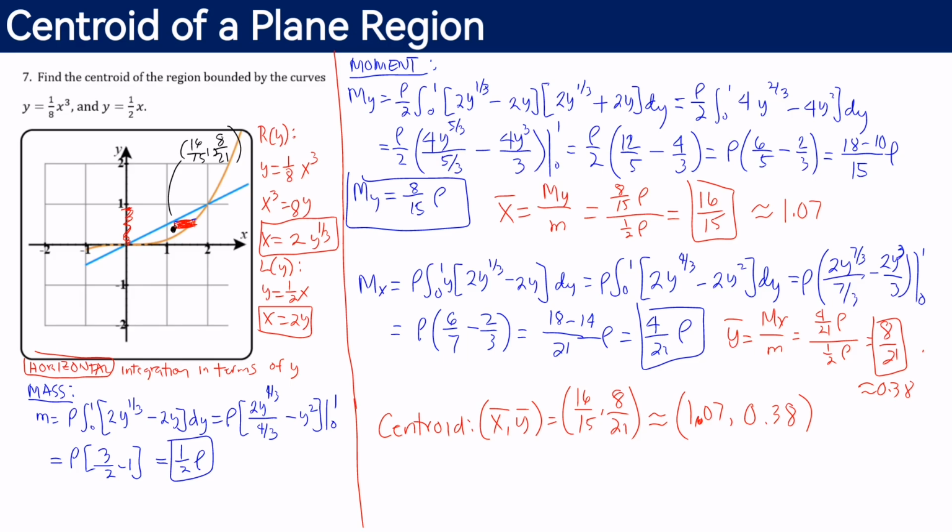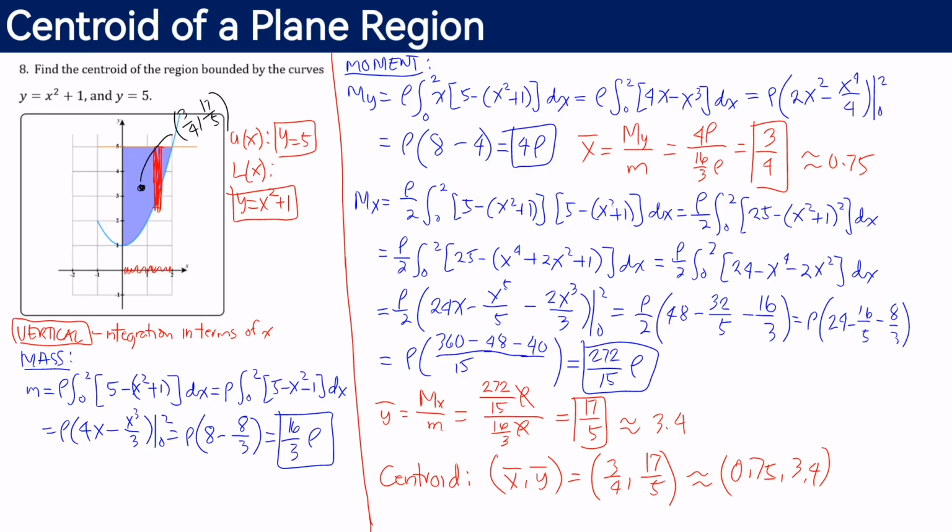Using horizontal rectangles, so integration is in terms of y. It's right function R of y minus the left function L of y. Still, we get the same answer. It's 16 over 15 for the x-coordinate of the centroid and 8 over 21 for the y-coordinate of the centroid, referring to this point here.